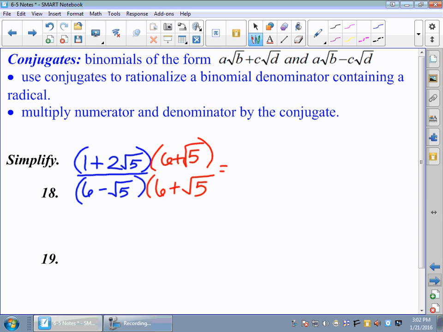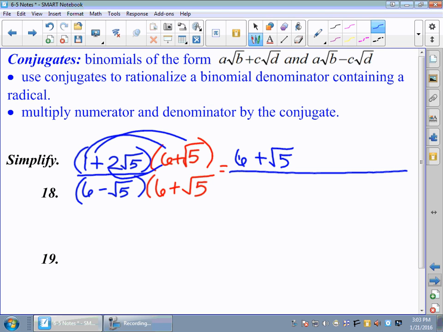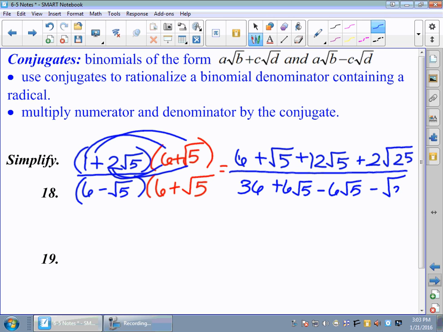Great big foiling problem. So here we go. Let's take care of the top first. You got 1 times 6, which is 6, and 1 times root 5, which is square root of 5. You got 2 times 6 gives you 12 root 5, and then plus 2 root 25. That's the square root of 5, square root of 5. On the bottom, we end up with 36. Outside will give you a positive 6 root 5. Inside will give you a negative 6 root 5. And last will give you a negative square root of 25.